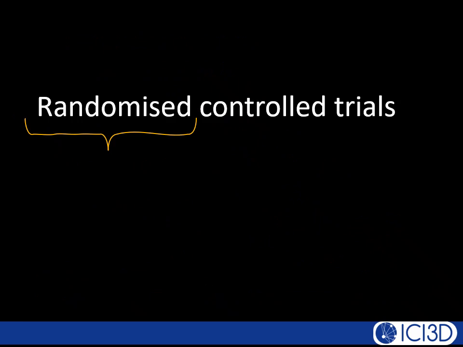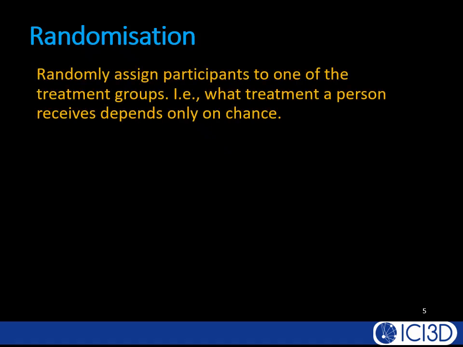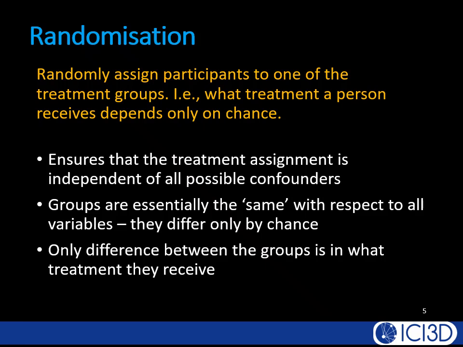We will begin by focusing on the word randomized. In an RCT, there is randomization of treatments. This means that we randomly assign participants to one of the treatment groups. That is, what treatment a person receives depends only on chance. This ensures that the treatment assignment is independent of all possible confounders. The groups are essentially the same with respect to all variables, or rather with respect to the distributions of all variables, and the groups differ only by chance. This means that the only difference between the groups is in what treatment they receive.